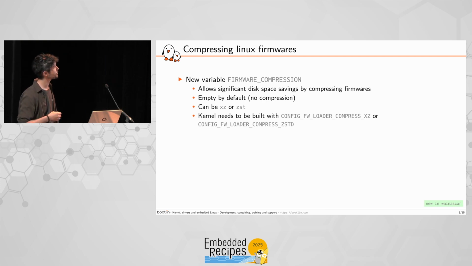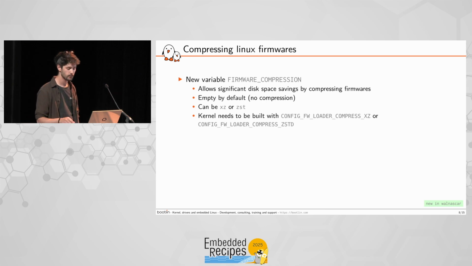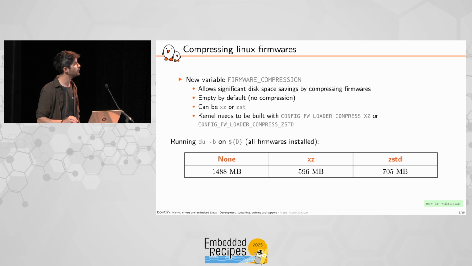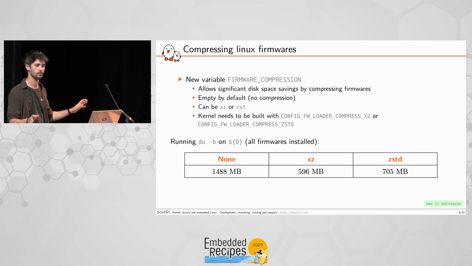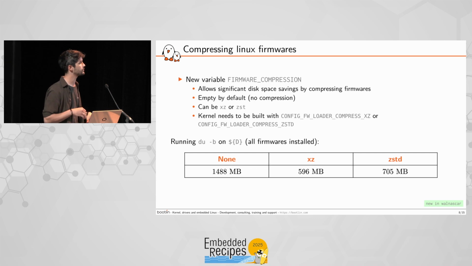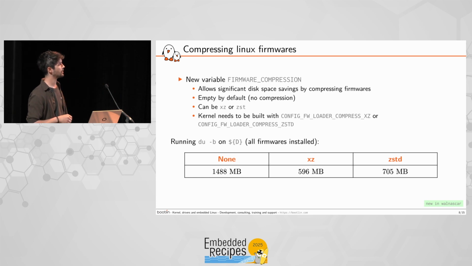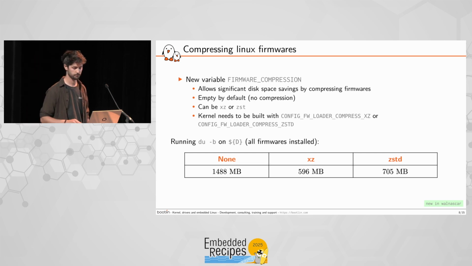You just need your kernel to be configured with one config or the other here, and the kernel will take care of decompressing the firmware before loading it. And I did a test on my setup here. I just installed every firmware that was available at the time I was testing this, and it was around 1.5 gigs. As you can see, it saves 1 gig for XZ, maybe 700 megs for ZSTD. Really significant and basically free because you don't have to do a lot to configure this. So I just encourage you to use it. It will save some space on your device. It is always nice.